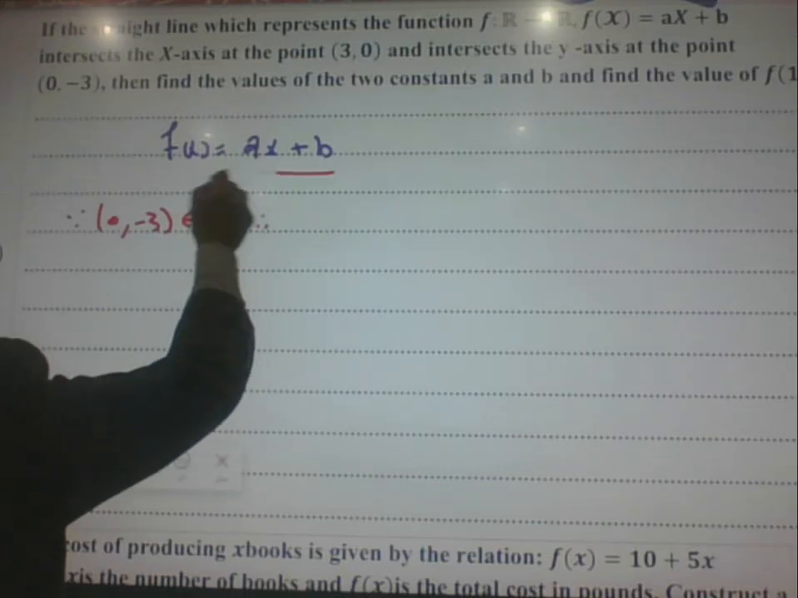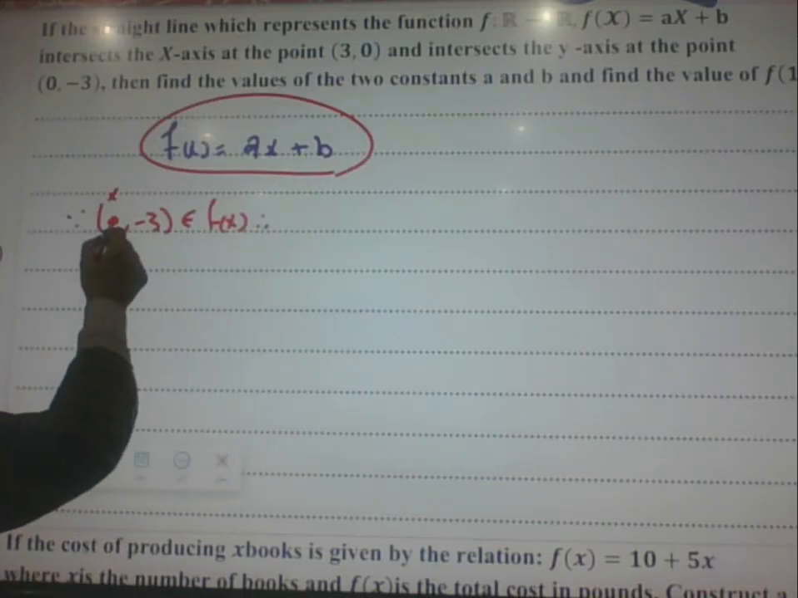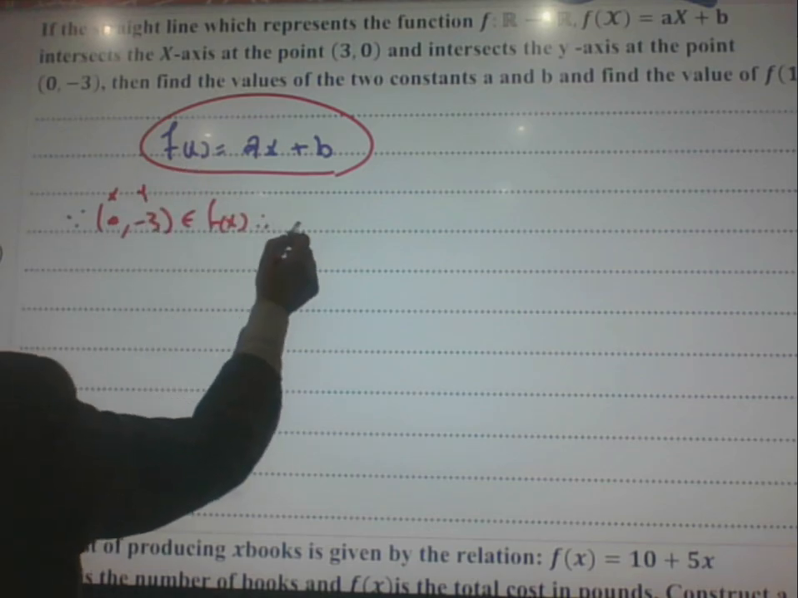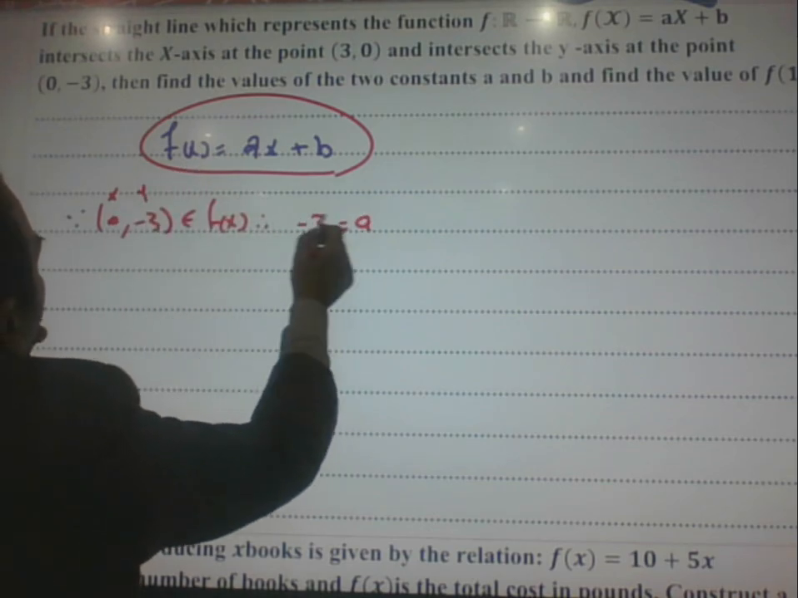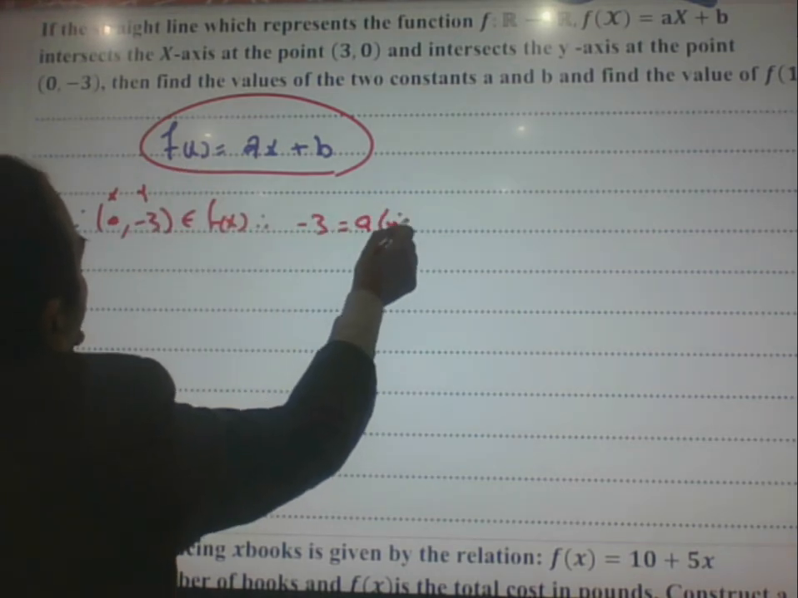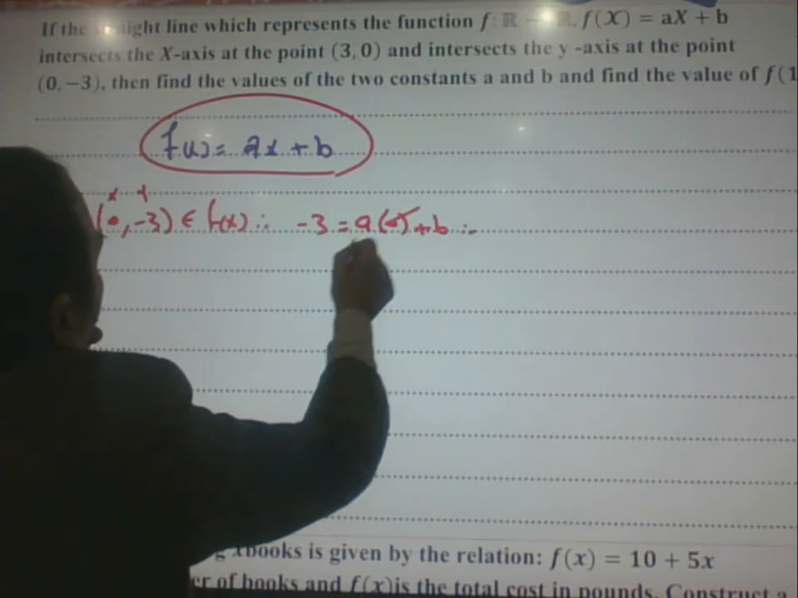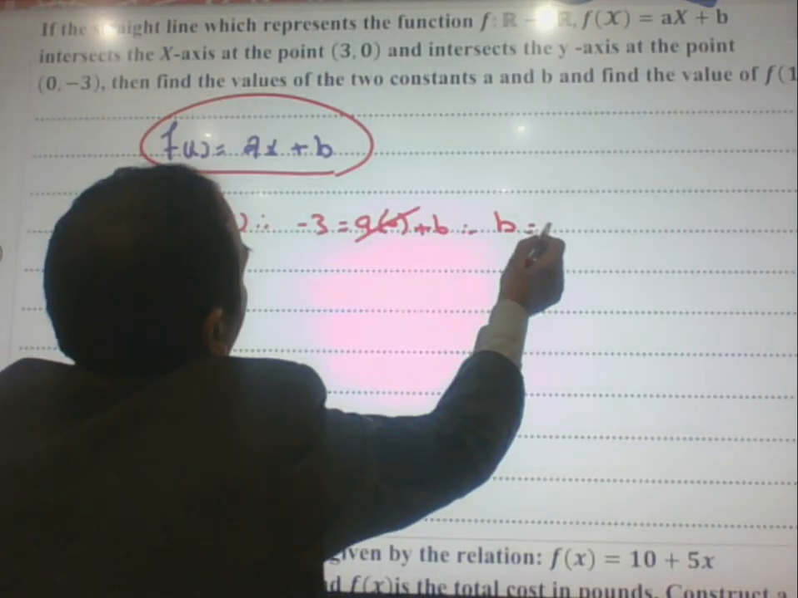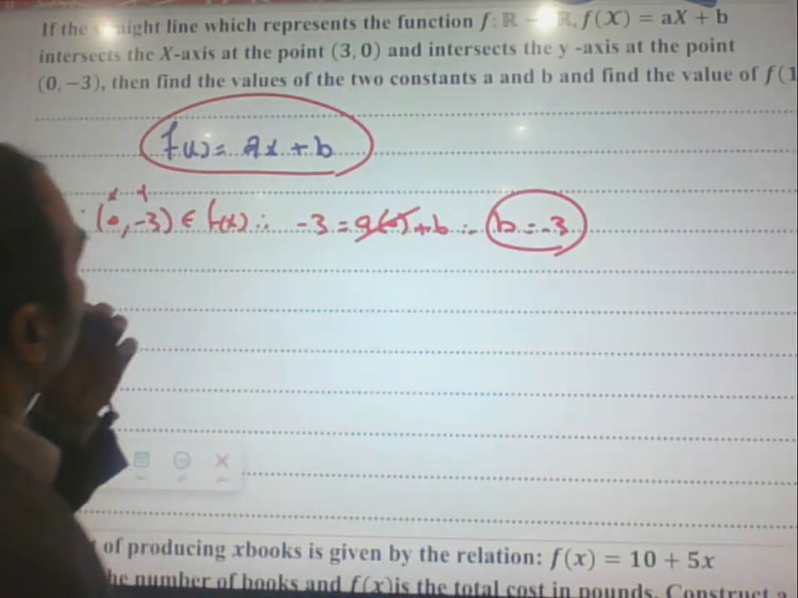Then it satisfies this equation. Put the value of x equals 0 and y equals negative 3. Then negative 3 equals a times 0 plus b. Then we can cancel this, and the value of b is negative 3. We take the value of b as negative 3.